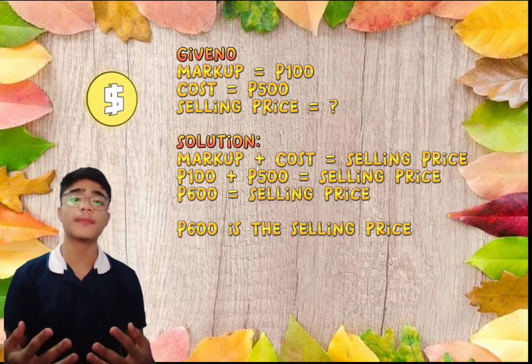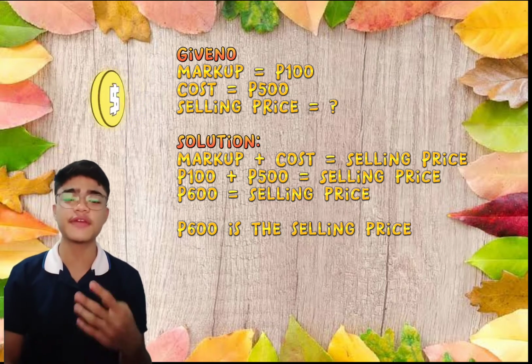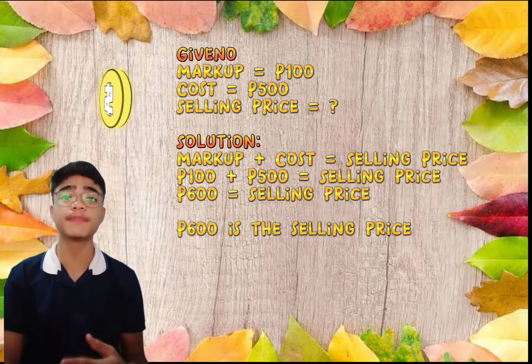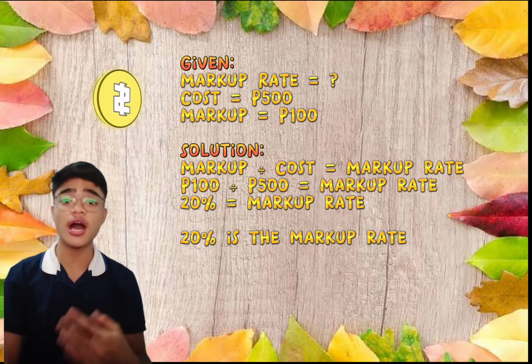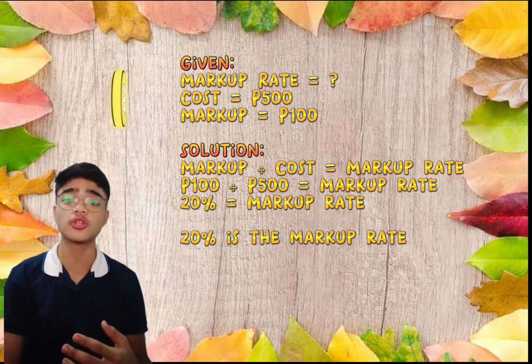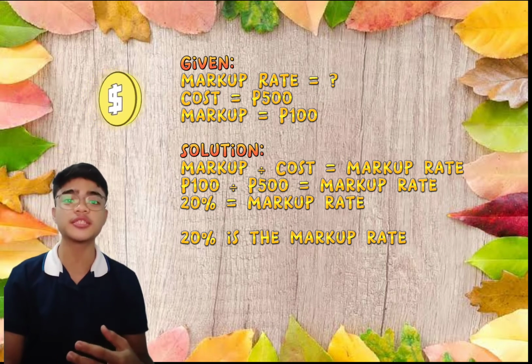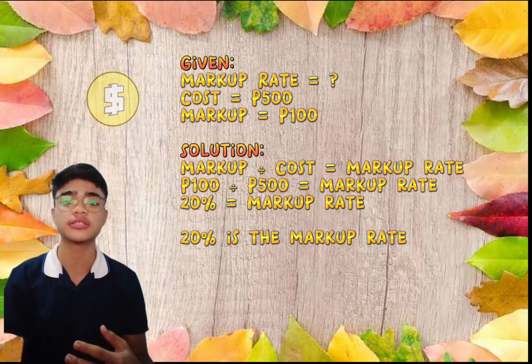Since we got the markup, we can now find the selling price by adding the 500 pesos cost and the 100 pesos markup. We then get a result of 600 pesos. If you're wondering how we got a 20% markup rate based on cost, we just divide the 100 pesos markup by the 500 pesos cost.